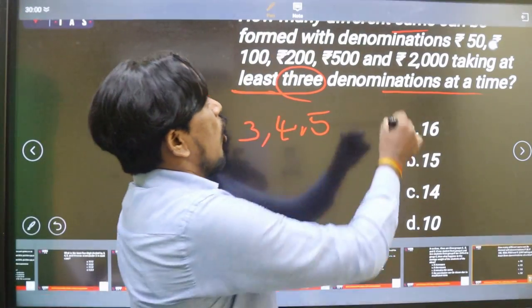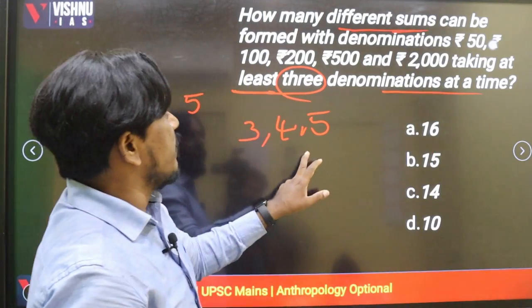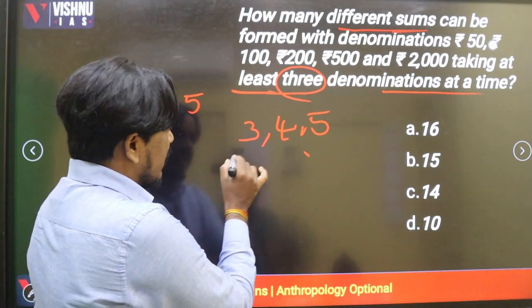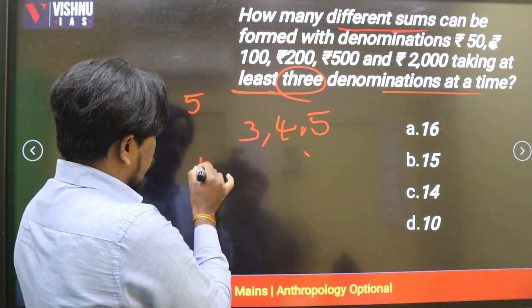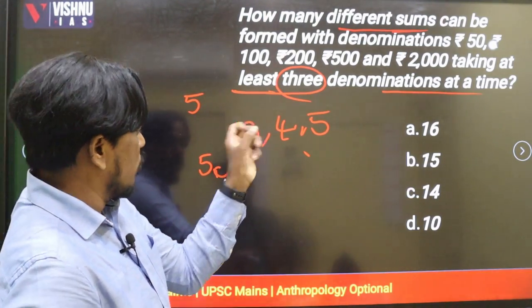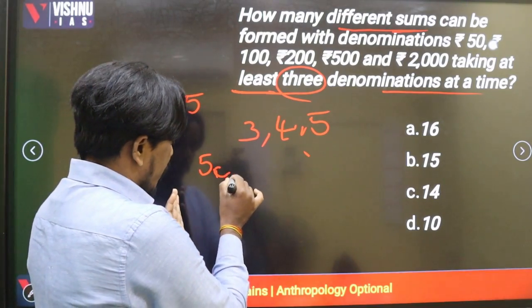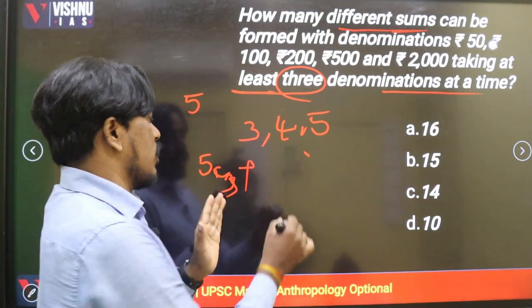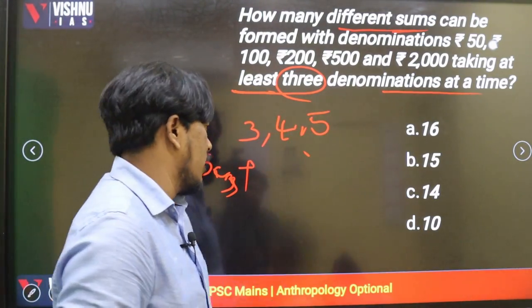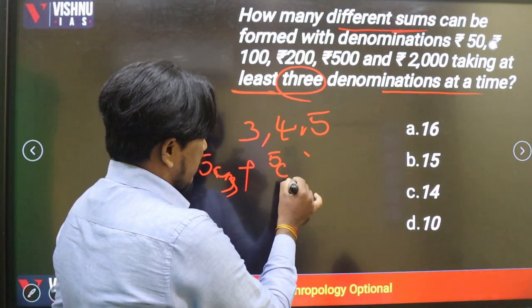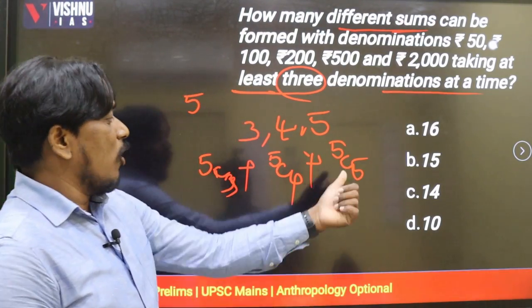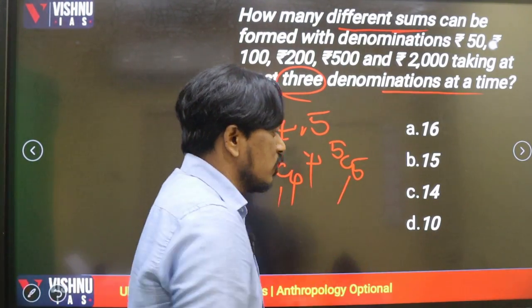So what we have to find out is how many different sums can be formed. Directly, 5 is the total, so 5C3 for taking 3 at a time. And 4 times also if you take 4 denominations; at least 3 means minimum 3 we have to take, as well as 4 and 5. So 5C4 plus 5C5. Simplify all these combinations and you will get the correct answer.